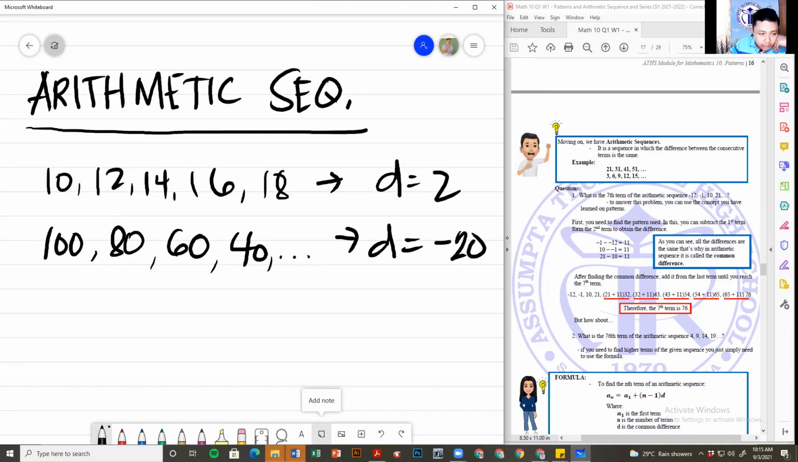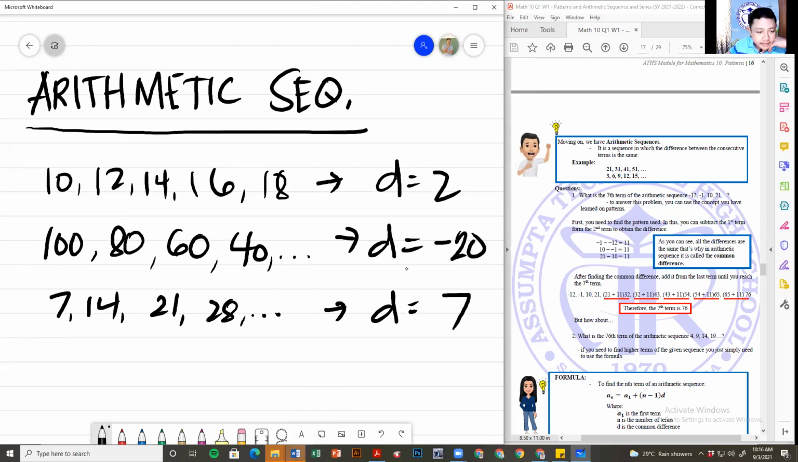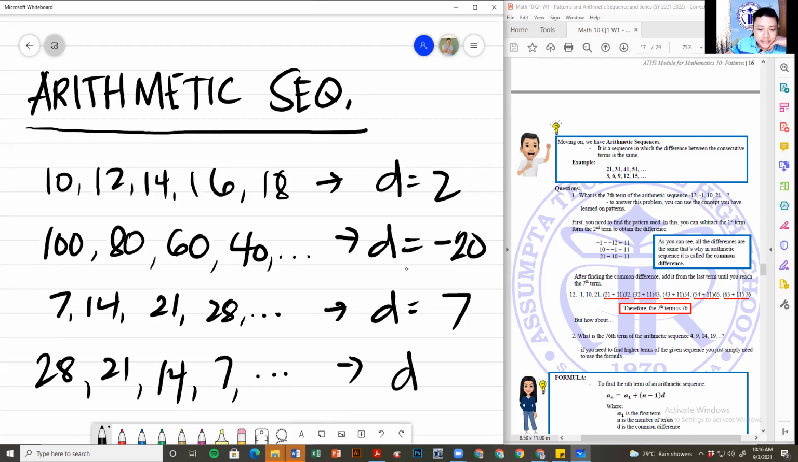Okay. Now, what about this? If we have 7, 14, 21, 28, what is the common difference? Type in the chat box, please. Common difference is 7. Perfect. What if we have 28, 21, 14, and 7, etc.? What's our common difference? Perfect. That's negative 7. We're done.